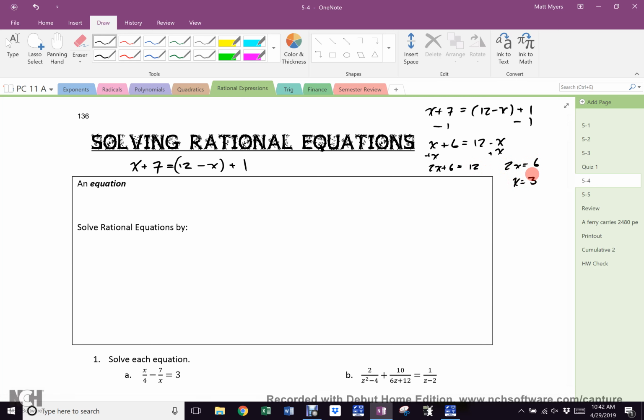Okay, so an equation means I have one expression equal to another expression. Now, sometimes, like x plus 7 equals 12, you all will say, well, that's not really an expression, Mr. Myers. But it is, right?